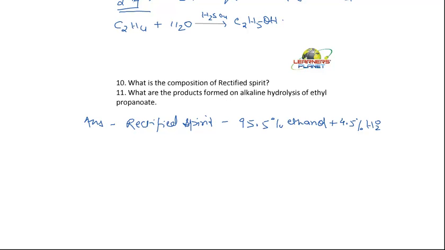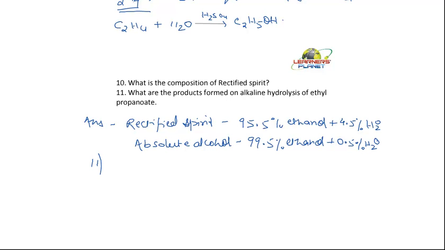Okay. There is one more, absolute alcohol. What is absolute alcohol? Absolute alcohol is 99.5% ethanol and 0.5% H2O. So this is what? This is 100% alcohol. Okay.